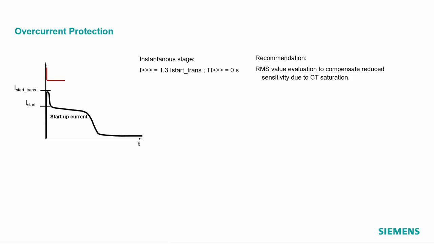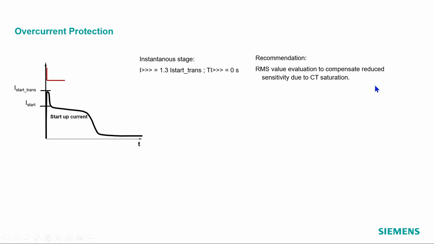The recommendation here is to use the RMS values, because we can have current transformer saturation that cuts off a part of the current on the secondary side. And if we take this truncated current and put a filter on top of that, then we truncate the current even more. So the RMS value evaluation works against the saturation.